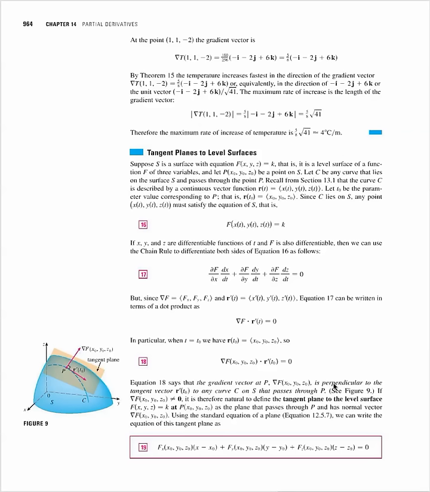which gives you an alternate way to get the equation of a tangent plane when you're dealing with the level surface of a function of three variables. And this is a good formula to know and is pretty useful.